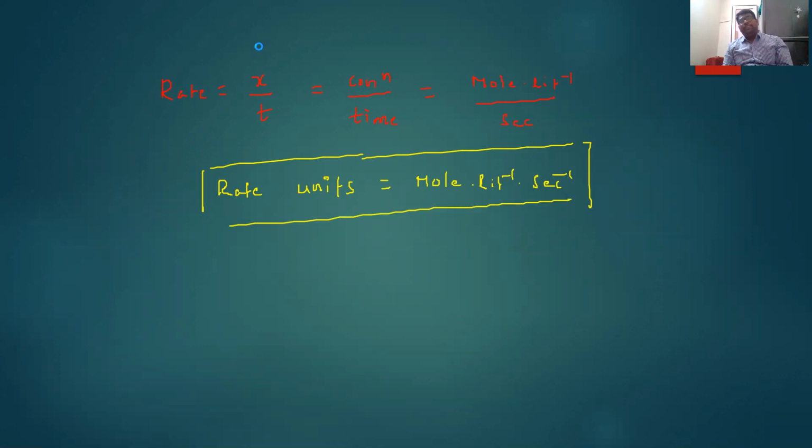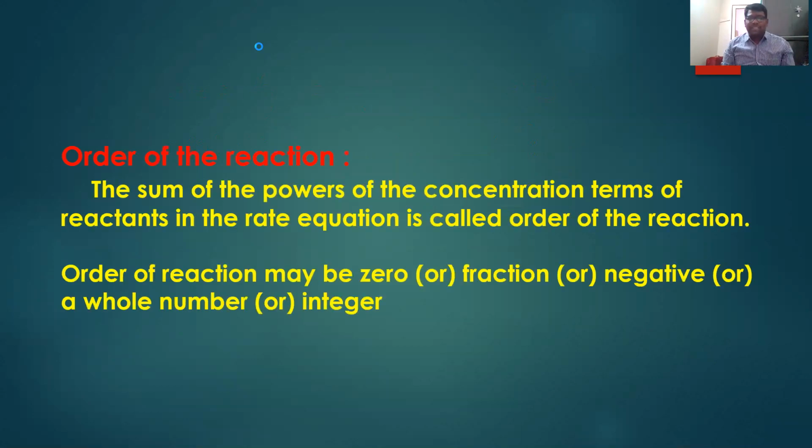In chemical kinetics, the rate units are exactly equal to the units of some order of reaction. I will explain which one, whether it is zero, first or second order. So next, order of reaction. What is order of reaction? Order of reaction means the sum of powers of the concentration terms of the reactants in the rate equation. The sum of powers of concentration terms in the rate of the reaction.